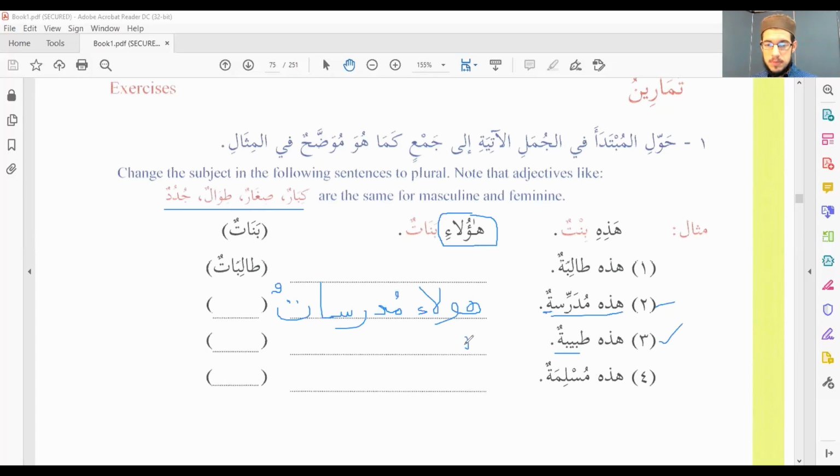So this will be هؤلاء طبيبات. Yes. Very good. Exactly. That's exactly what we're doing. Tabibatun. Excuse the writing. Oops. Tabib. Yes. Misplaced that over there. Batun. Good. And last one, Dr. Zia, number 4.